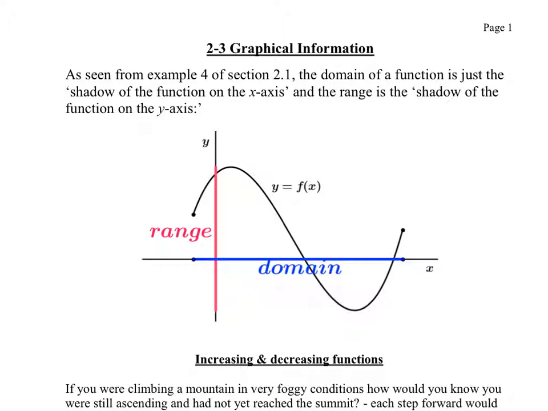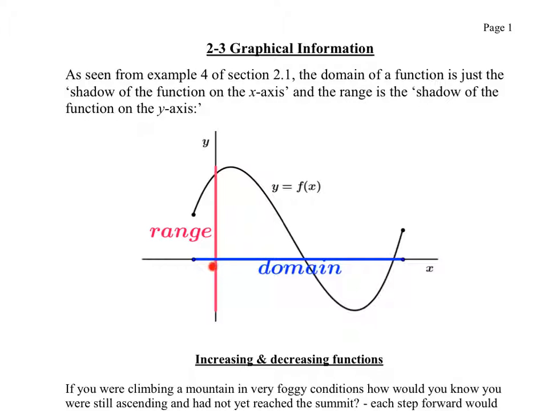In this video we look at how to get information about a function from a graph. You can see on this picture here that we have a function that goes from here to here. So if you think about what all the possible x values would be, the x values go from here across to here. So on the x-axis that's from here across to here. So the domain is in blue down here.